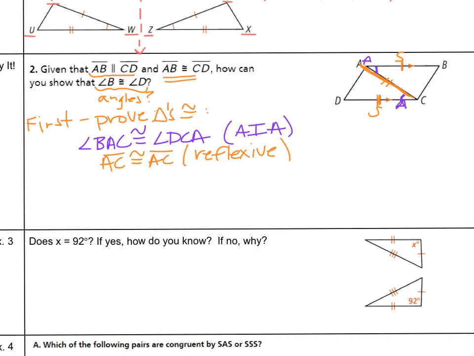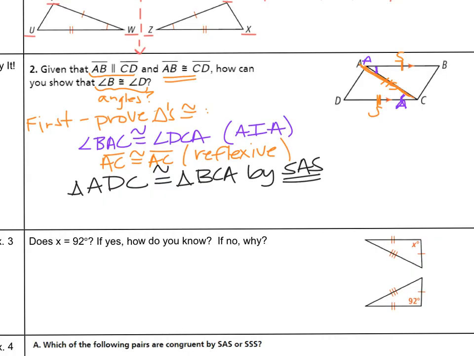Well, now we've got SAS in the bottom triangle and SAS in the top triangle. So we could now say triangle ADC, from A to D to C, is congruent to triangle BCA because of side angle side. That's the theorem on the front.